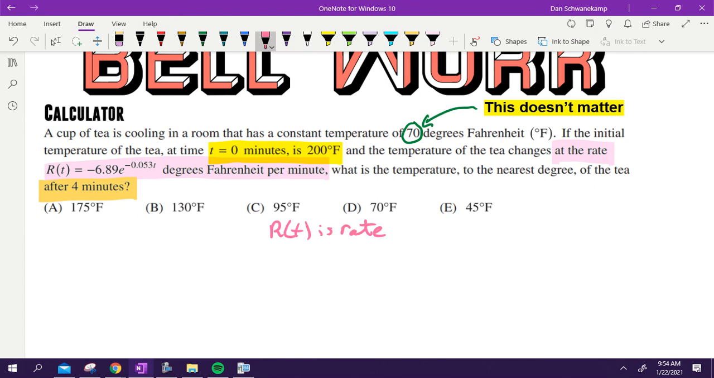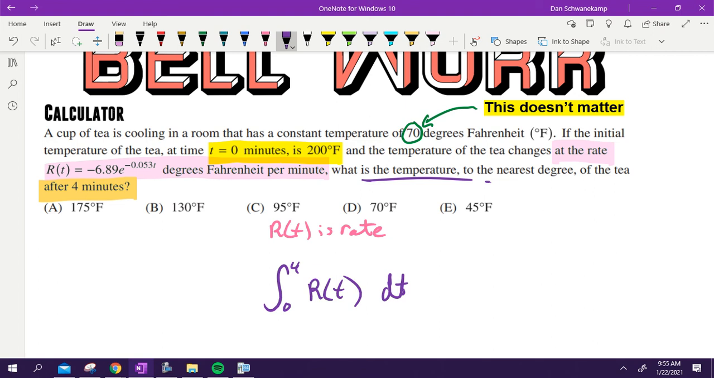What are they asking for in the end? A temperature. So this is a rate of temperature, but in the end, they just want to know what is the temperature. What are we going to have to do with a rate to make it just tell me temperature? Integrate it. We are going to integrate a rate. If I integrate a rate, it tells me an amount. From when until when do I want to integrate this rate? 0 to 4. I want to integrate this from 0 to 4.